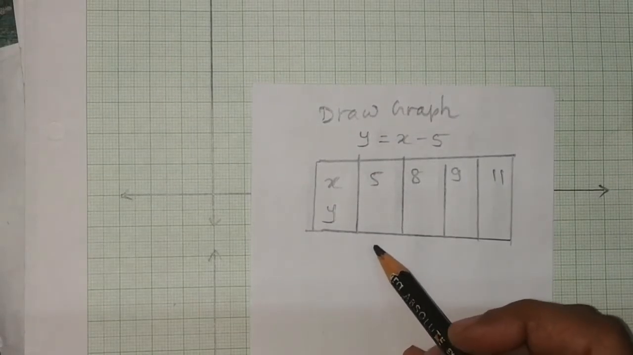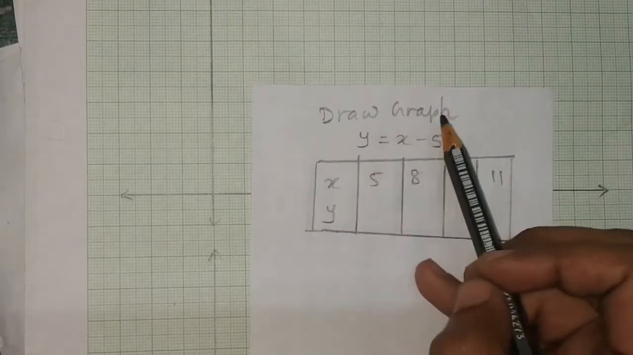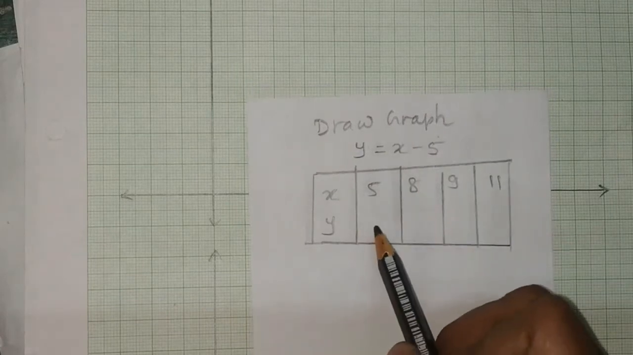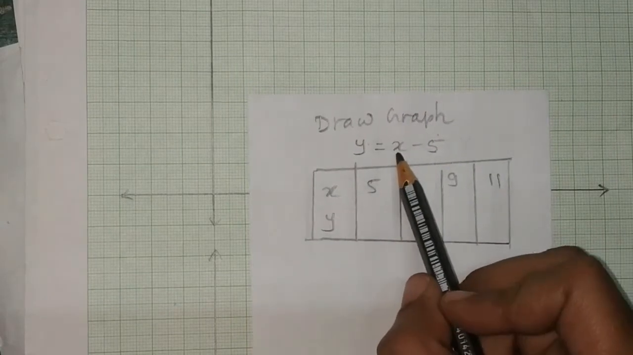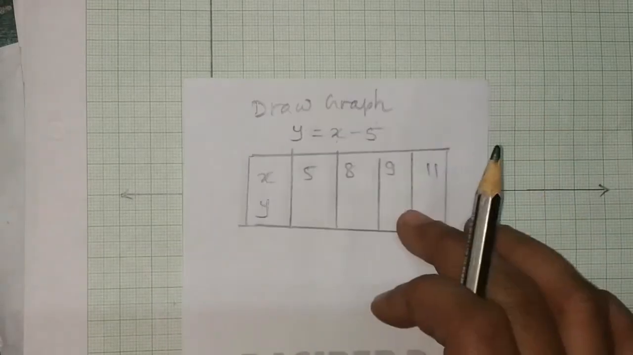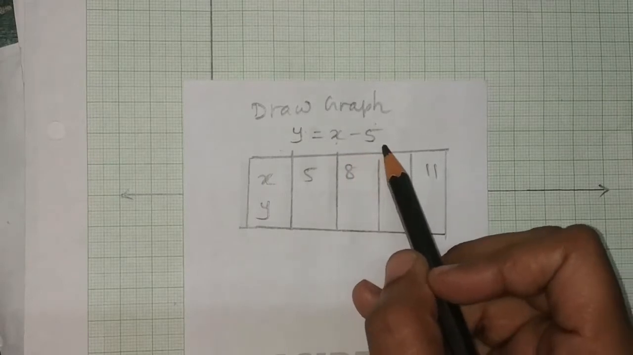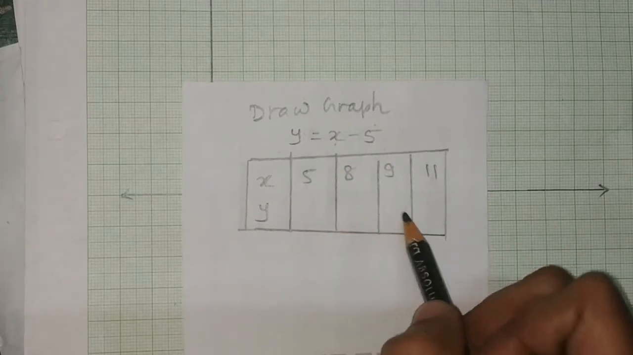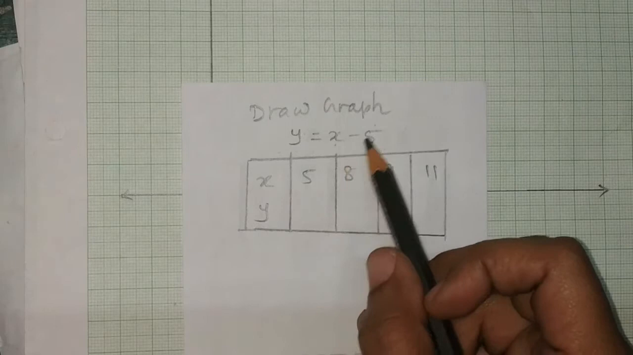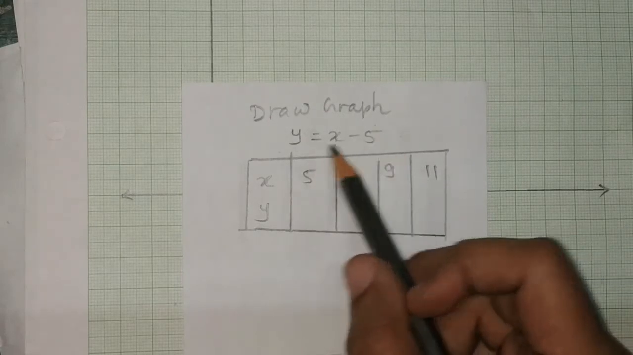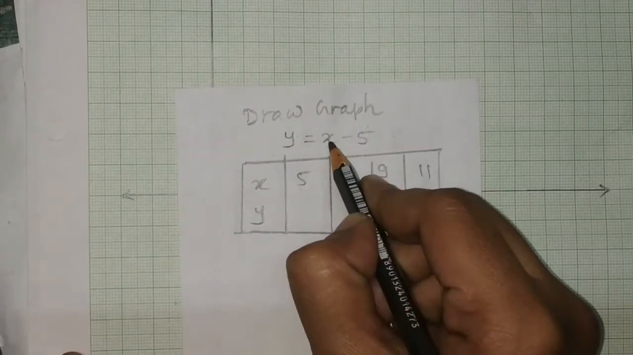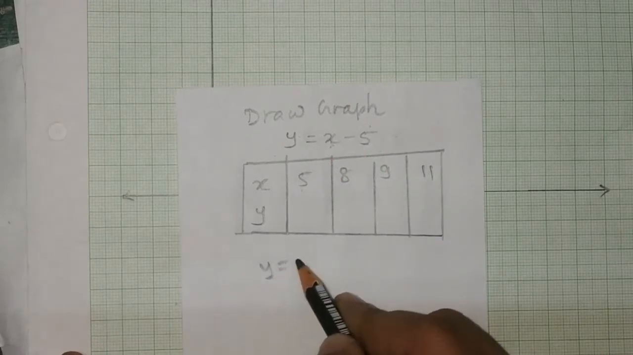Now friends, we will move to another question. We need to draw a graph. First we need to complete this table given the relationship between x and y, and we will draw a graph here. So first of all, we have the first equation y is equal to x minus 5. Means we will get this y value by subtracting 5 from x.